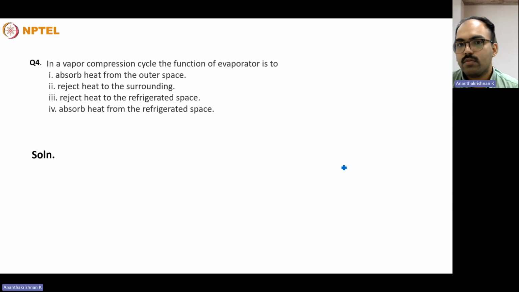Look into the fourth problem. In a vapor compression cycle, the function of the evaporator is to absorb heat from the outer space, reject heat to the surrounding, reject heat to the refrigerator space, or absorb heat from the refrigerator space. So option 4, we have already seen it. It will be absorbing heat from the refrigerator space. So straightforward.